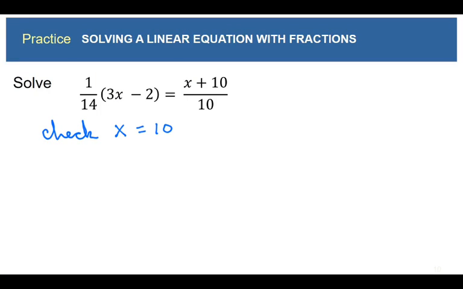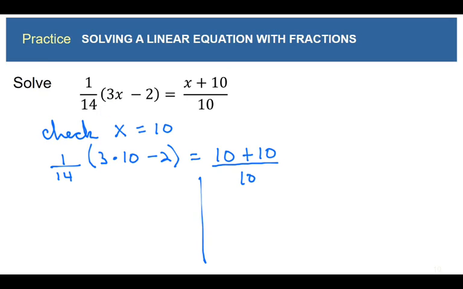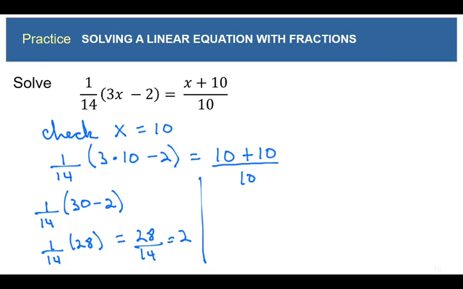Okay, here we go. About to check our 10 solution. So put the 10 in place of the x, both sides. And we'll just simplify one side at a time. 3 times 10 is 30. And 30 minus 2 is 28. So here I have 1/14 times 28, which is going to be 28 over 14, which is 2. And on the right side, 10 plus 10 is 20. And 20 divided by 10 is 2. And now these two sides match, so we now are sure that 10 is the right solution.